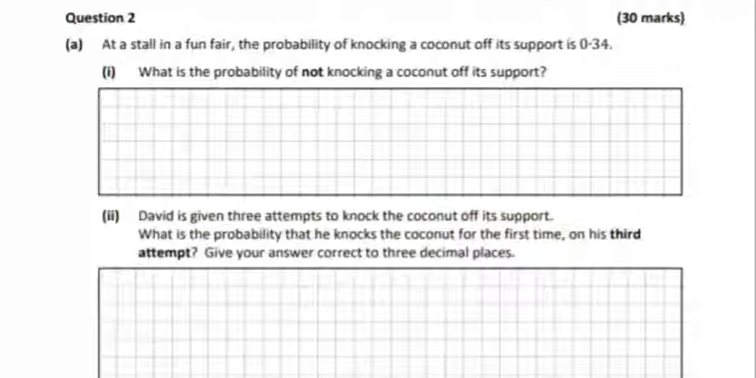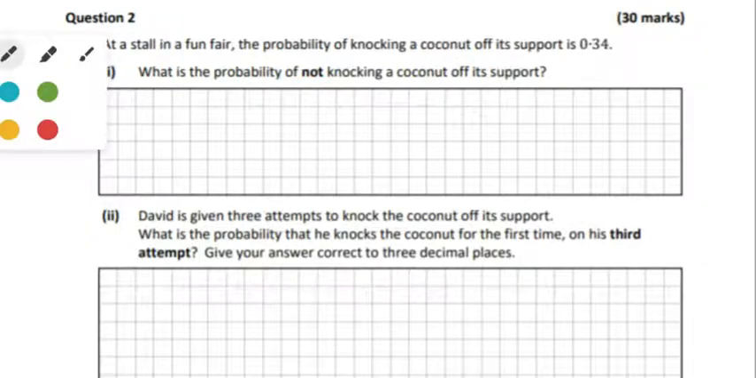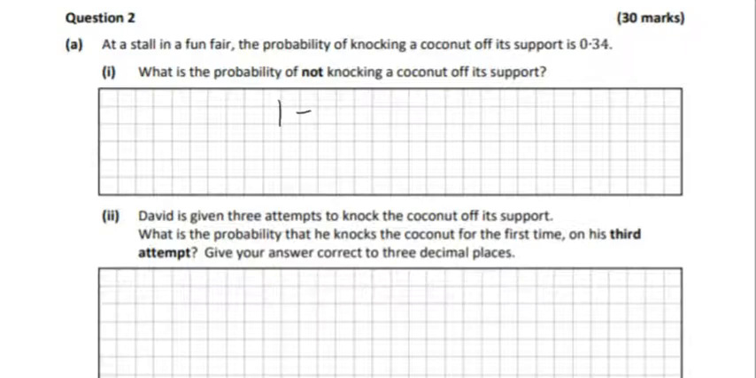So the first question here, part A, we have a stall in a fun fair and the probability of knocking a coconut off its support is 0.34. What's the probability of not knocking the coconut off its support? Well, that's going to be 1 minus 0.34. So that's going to be 0.66 for the probability. As remember, the total is always 1, which is 100%.